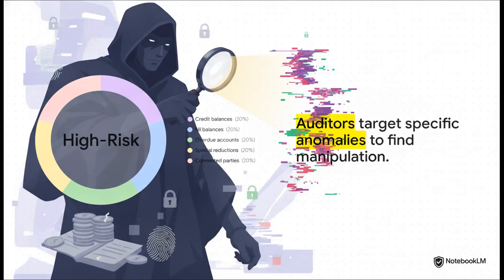Now, when applying these tests, auditors definitely don't just pick accounts at random. Oh no, they are actively hunting for anomalies. They zero in on high-risk accounts. We're talking debtors with weird credit balances or active accounts that suddenly drop to nil balances. They intensely scrutinize heavily overdue accounts or accounts with suspicious special reductions right before year-end. And, perhaps most importantly, accounts connected to the company's own directors or officers. They are looking in the exact places where manipulation is most likely to hide.